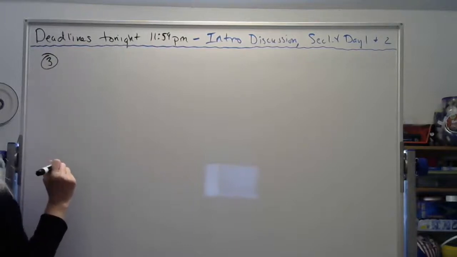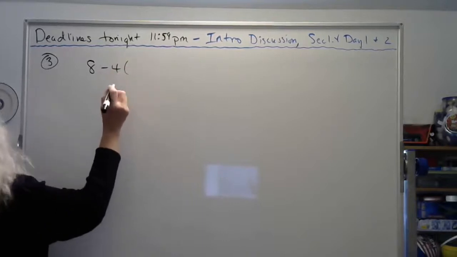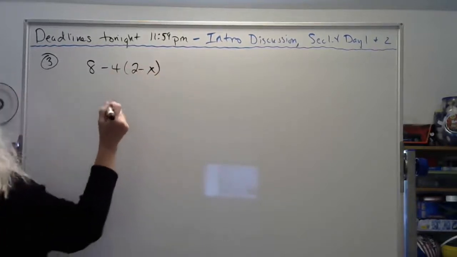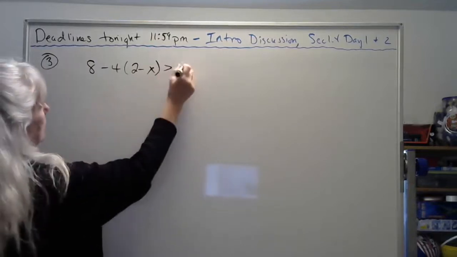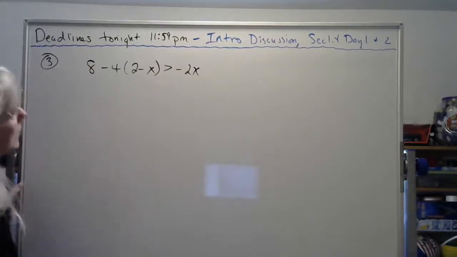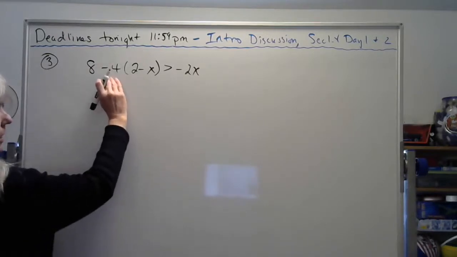Example 3, let's throw in some parentheses. We have 8 minus 4 times the quantity 2 minus x, and that's going to be greater than negative 2x. We have no fractions this time, but we do have a set of parentheses, so we'll distribute, and don't forget that you're distributing a negative 4.